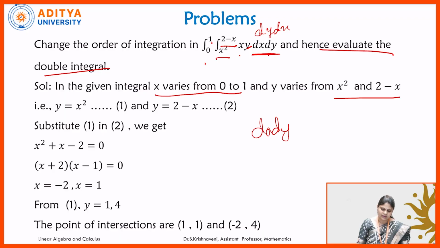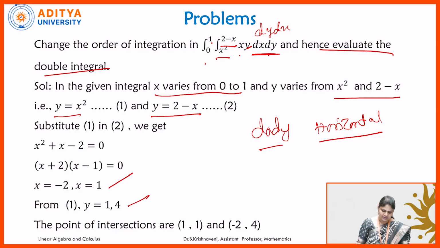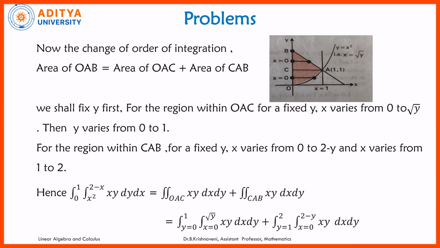Hence, to get dx dy, we need to consider a horizontal strip in the region of integration. For that sake, first let's find the points of intersection by taking y equals x square in this curve. You got these as the points of intersection: (1, 1) and (-2, 4). Now clearly, the shaded area in the figure is the region of integration.